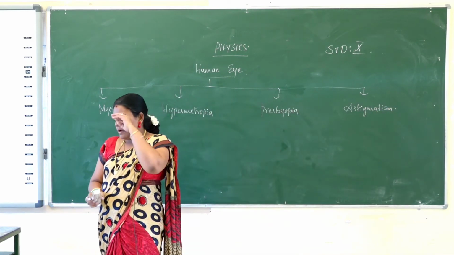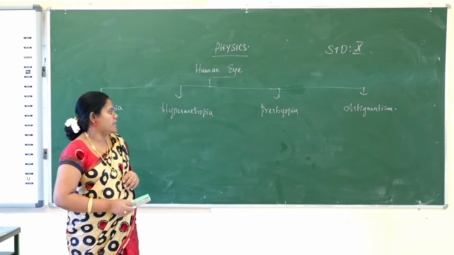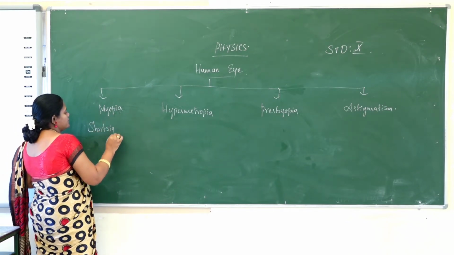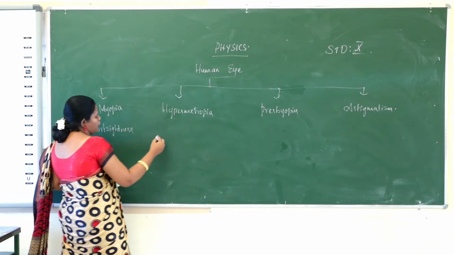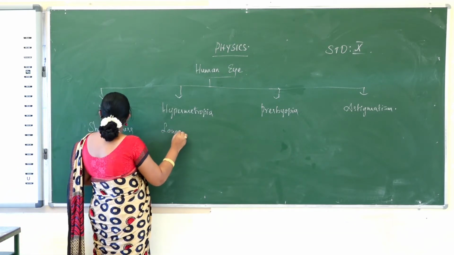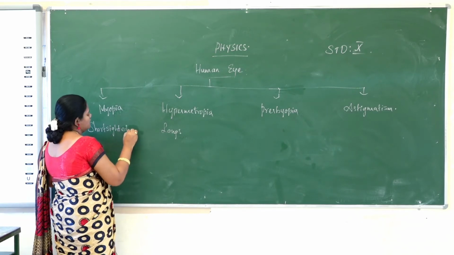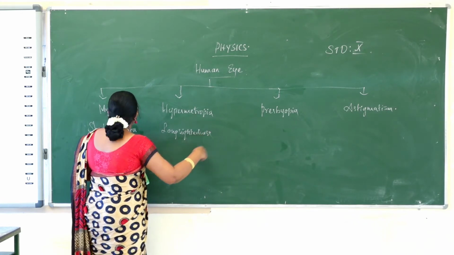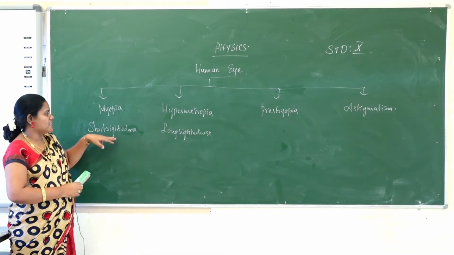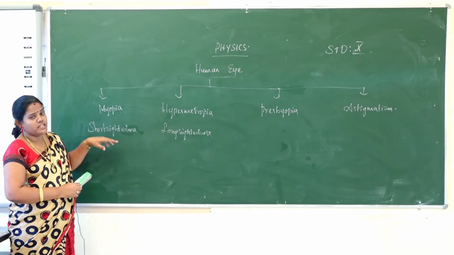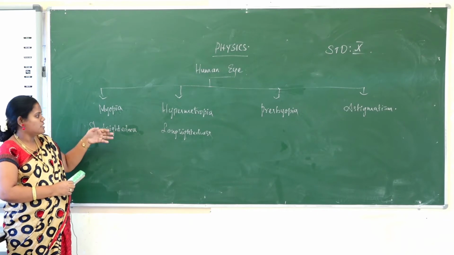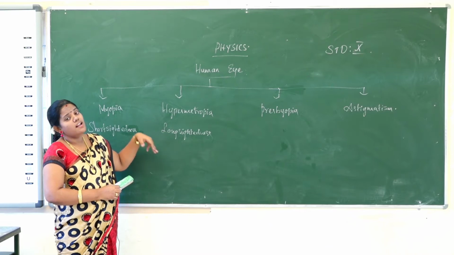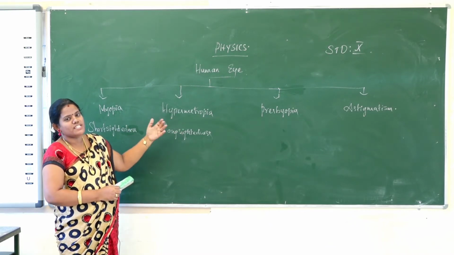What is myopia? Myopia is short sightedness. And hypermetropia is long sightedness. Short sightedness means a person having this disease can see only nearby objects, not far distance objects. But a person having hypermetropia can see only long distance or far objects, and cannot see nearby objects.